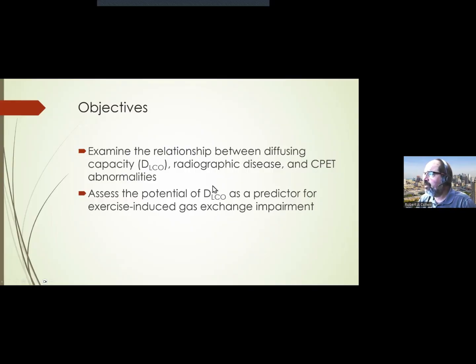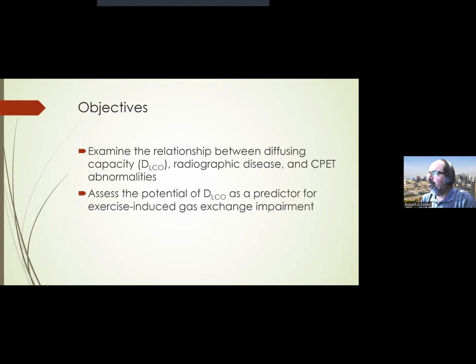which is the same test that we talked about before, again, radiographic disease, but this time looking at exercise variables and radiographic disease, and then cardiopulmonary exercise test abnormalities. And look at the potential of using the diffusion capacity as a predictor of exercise-induced gas exchange impairment.